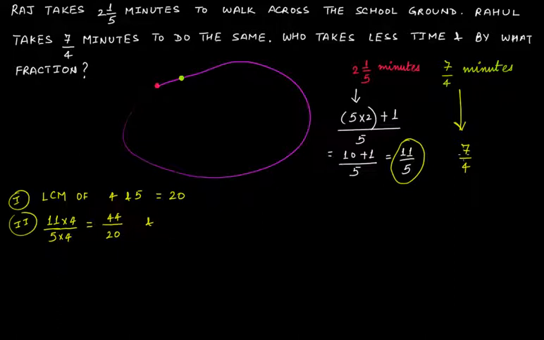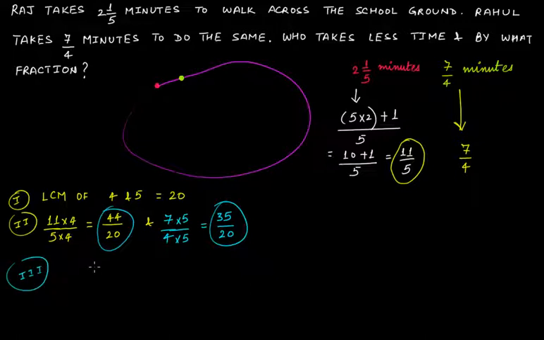Now we'll find the equivalent fraction of 7/4, in a way that the denominator is 20. So by what number should we multiply 4 such that the denominator becomes 20? Clearly by 5. Now since we have multiplied the denominator by 5, we'll also multiply the numerator with 5. So 7 times 5 is 35. So we now have 44/20 and 35/20. Clearly we'll compare them.